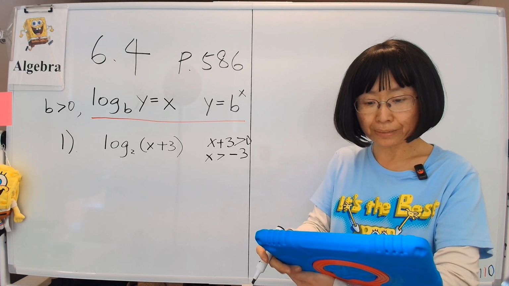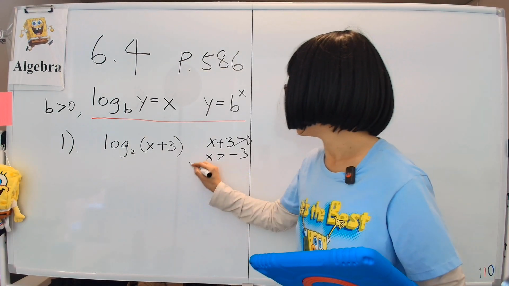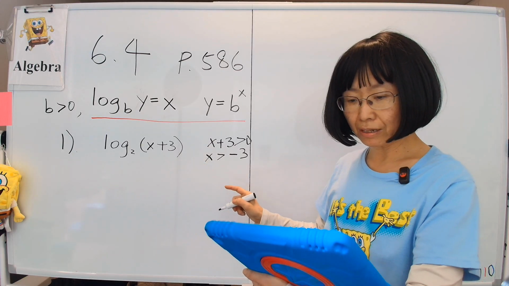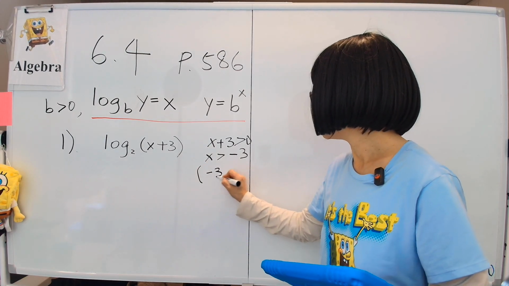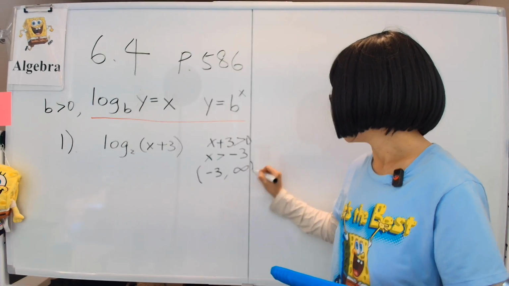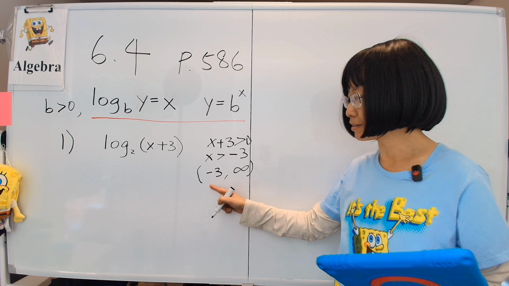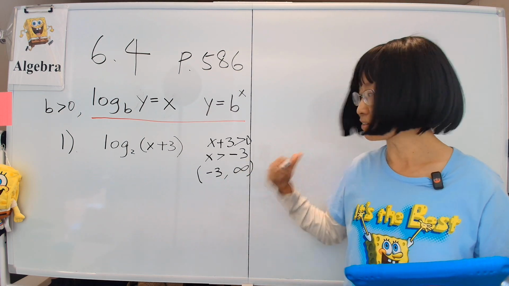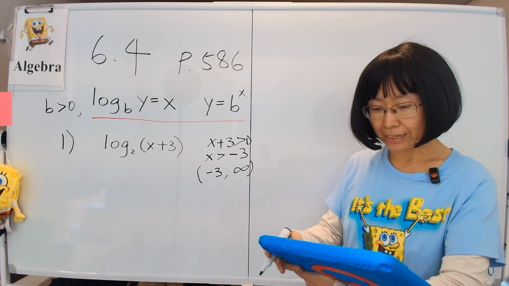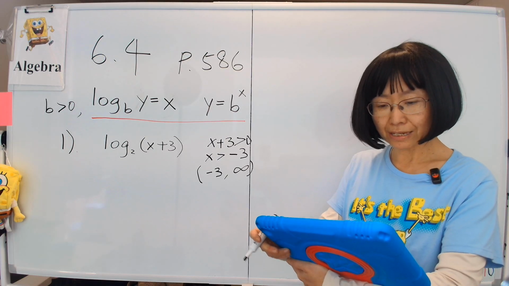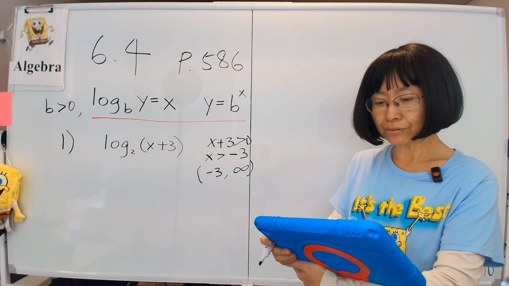That's basically the domain. Another way of writing this, if you want to do it the book's way, is minus 3 comma infinity. That means the domain starts at minus 3, not including it. That's what the parentheses mean, and you can go forever in the positive direction towards positive infinity. All that is in the domain. So that is example 1. And example 2 is the same way.